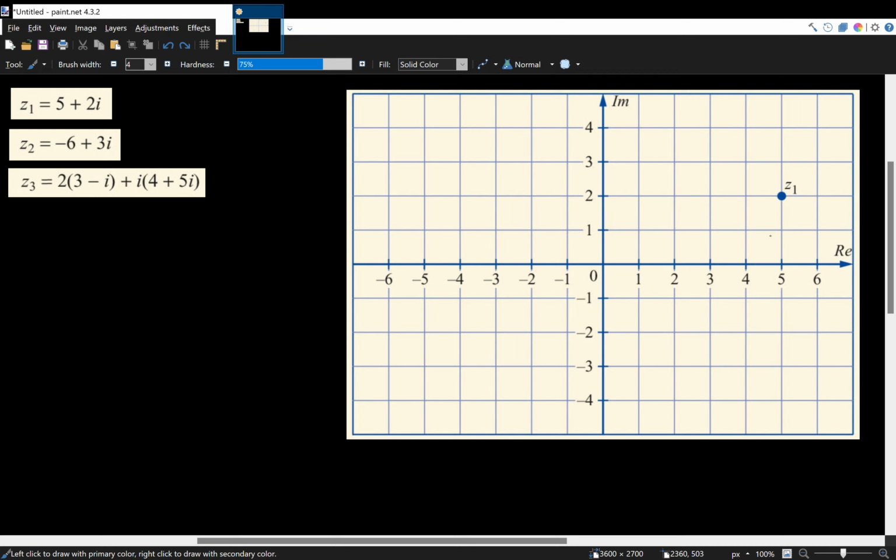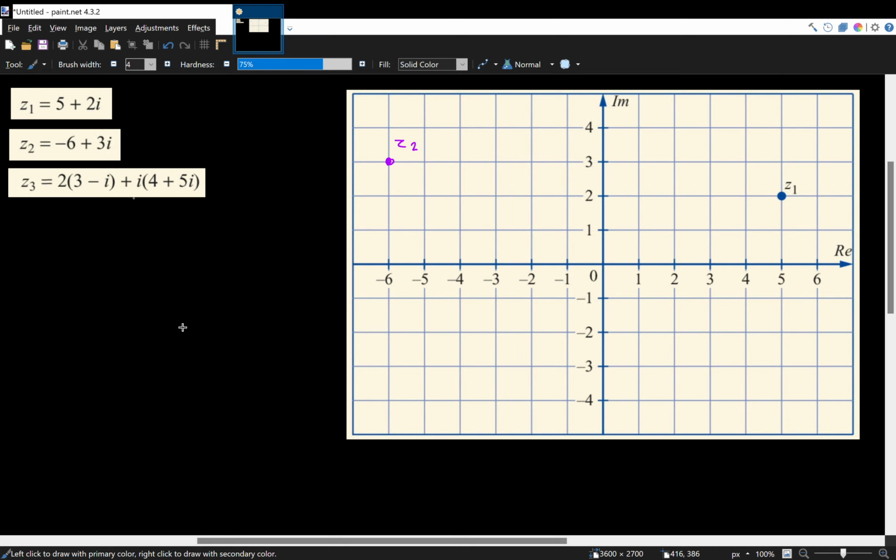see. If we were to plot z2, which is minus 6 plus 3i, we go minus 6 on the real axis, so all the way back to the left here, and then up 3, because it's 3i, so up 3 for the imaginary axis. So it's going to be minus 6 plus 3i is going to be just there, and we will label that z2, like that.